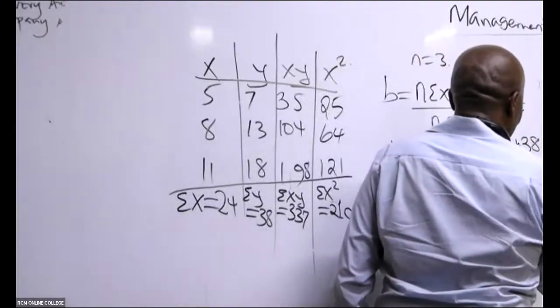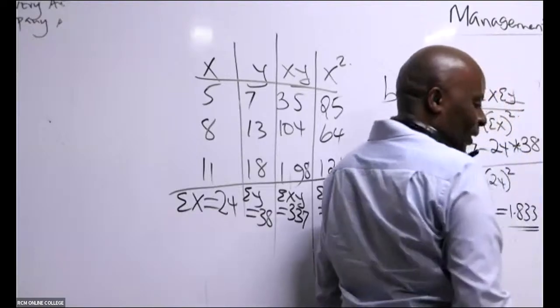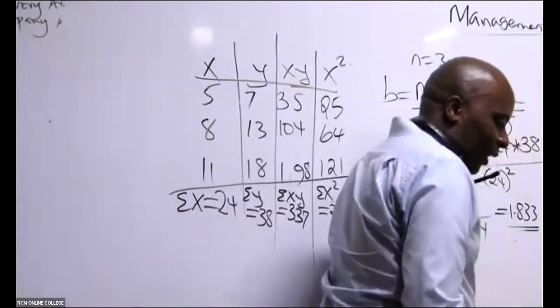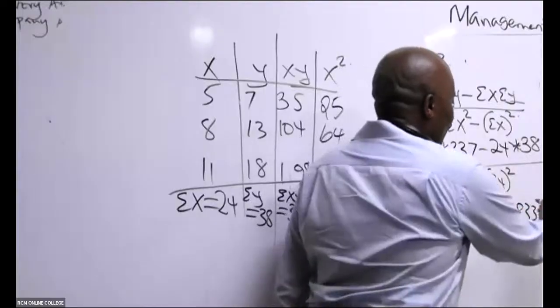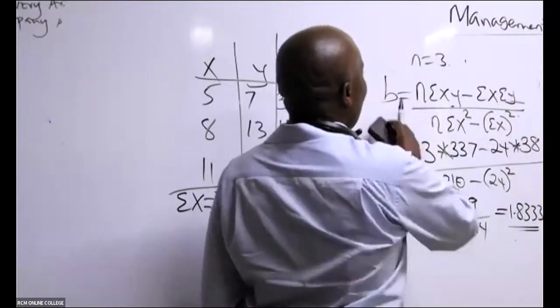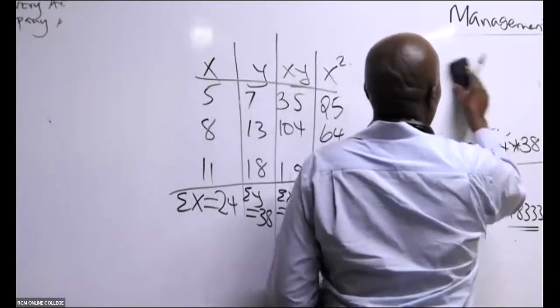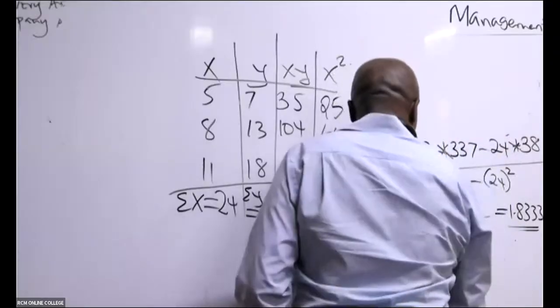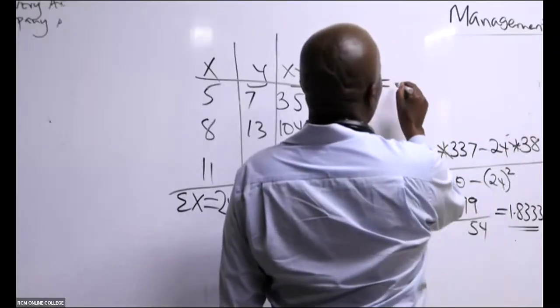1.833. 1.833, like this. Thank you so much. To four decimal places, 1.8333. So then, having gotten B, we should be able to go ahead and get what here? A. So our A will be equal to what?